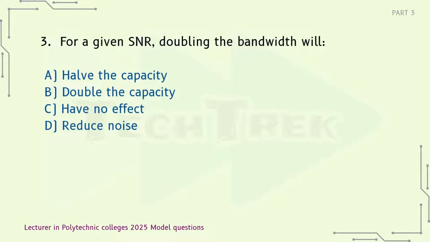For a given SNR, doubling the bandwidth will A. Halve the capacity. B. Double the capacity. C. Have no effect. D. Reduce noise. Correct answer is option B, double the capacity.